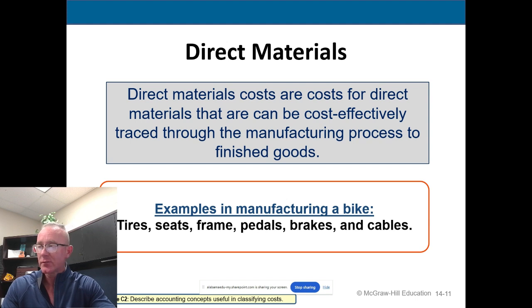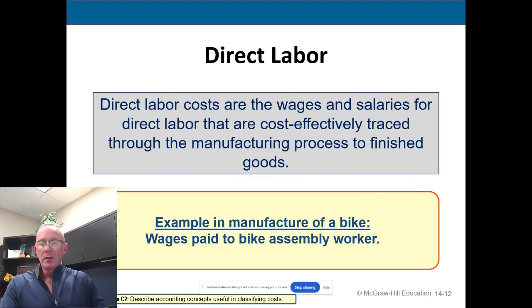All right, a direct cost can be cost-effectively traced to the manufacturing process. So these are direct materials that go right into our product. Direct labor, those are people who are actually putting together those components. Those are things I can absolutely trace their work. They're on the assembly line putting together the components. They don't do anything else. They're not the accountant, the administrator, the payroll clerk, salespeople, or a site supervisor. They are actually putting together the components. The example here is the wages paid to the bike assembly worker. So that's our direct labor.